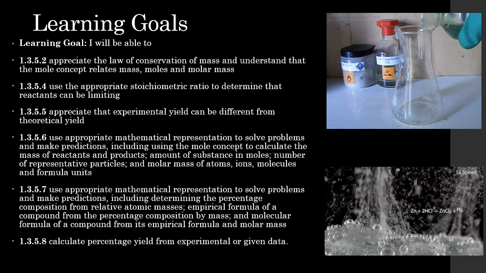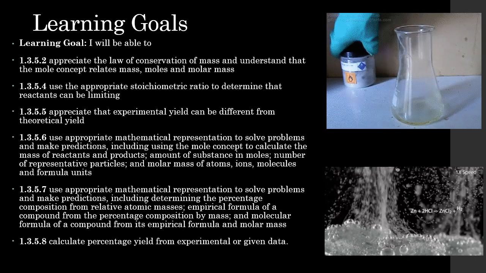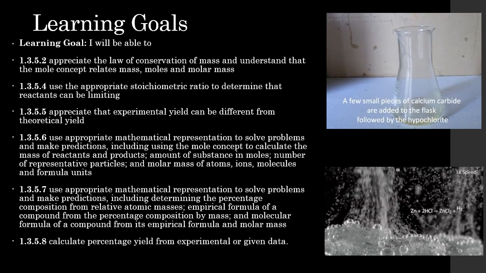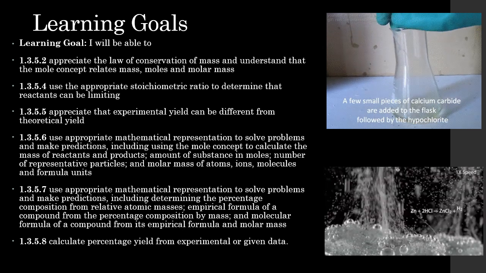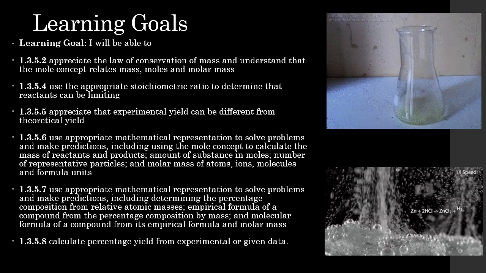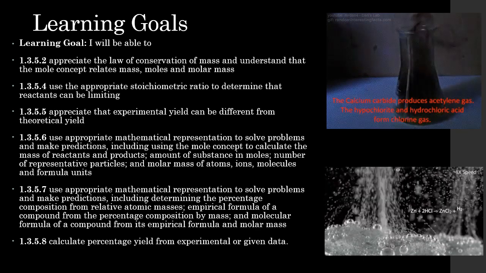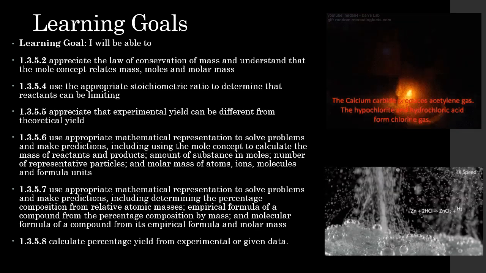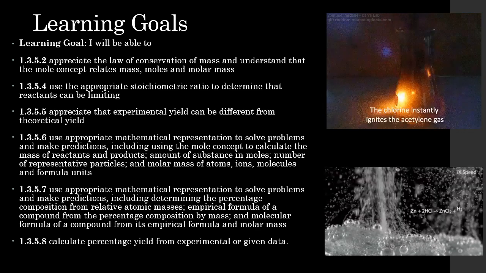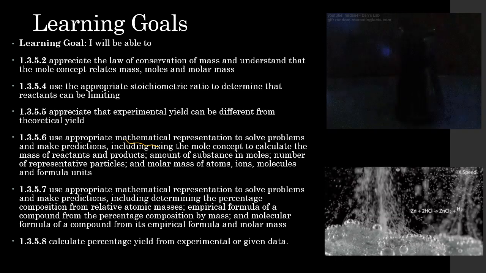So today we want to be able to use this law of conservation of mass to relate that to the mole concept. Moles, the molar mass. We're going to use an appropriate stoichiometric ratio to determine that reactants can be limiting. We're going to appreciate that experimental yield can be different from theoretical yield. Then we're going to use mathematical representations to do a whole lot of things.